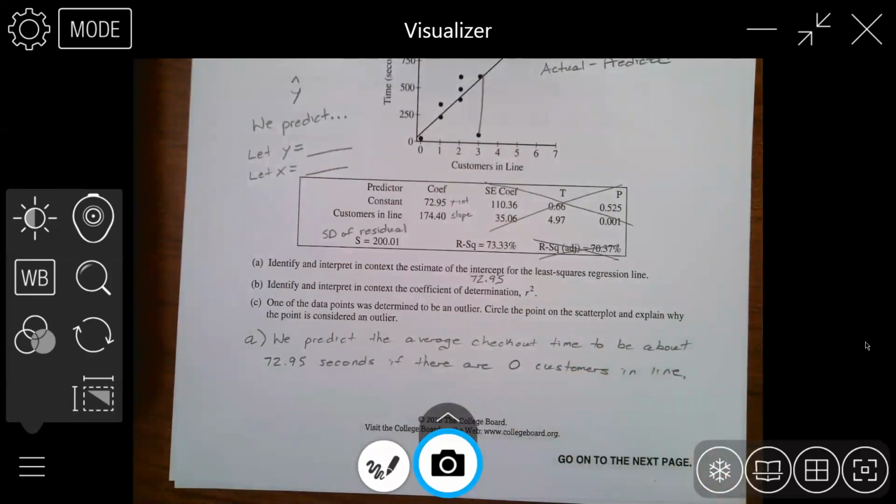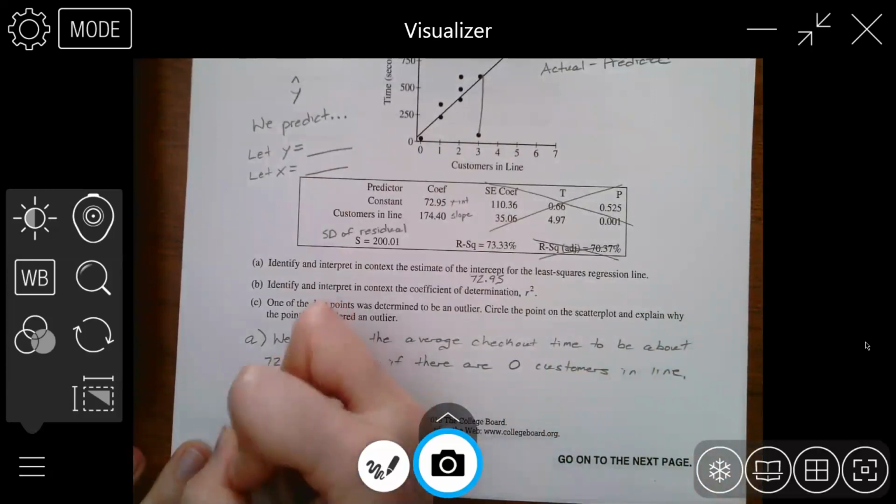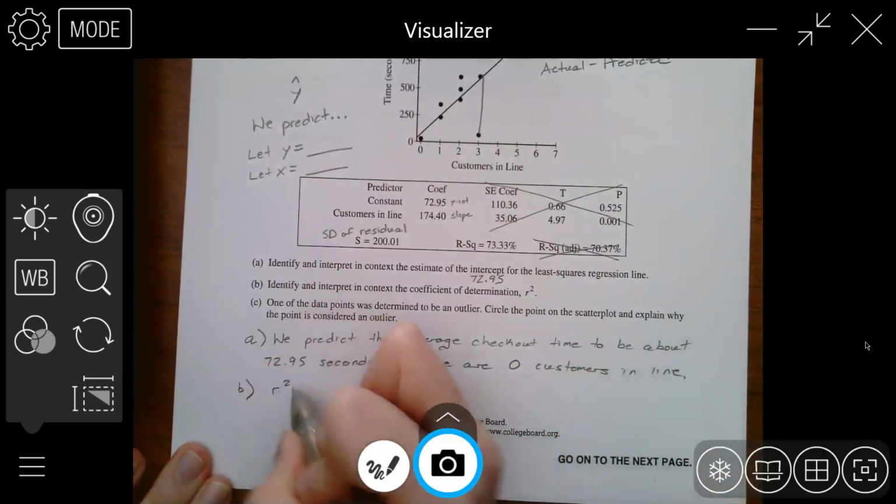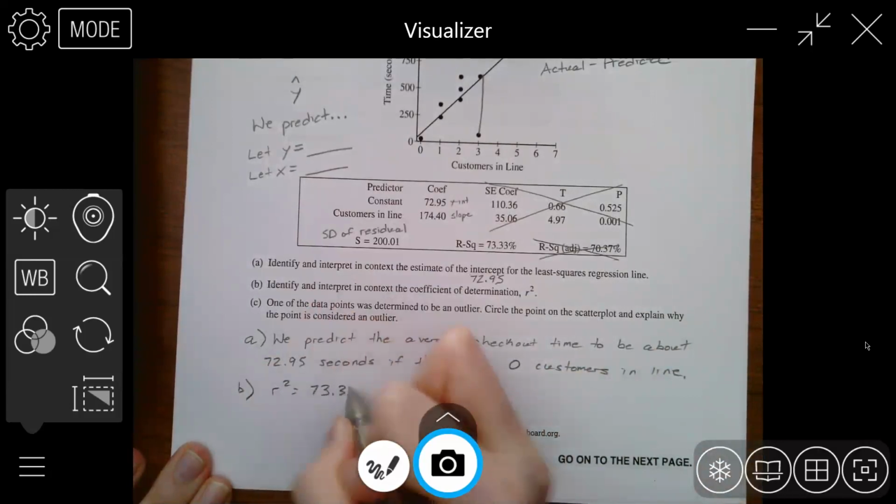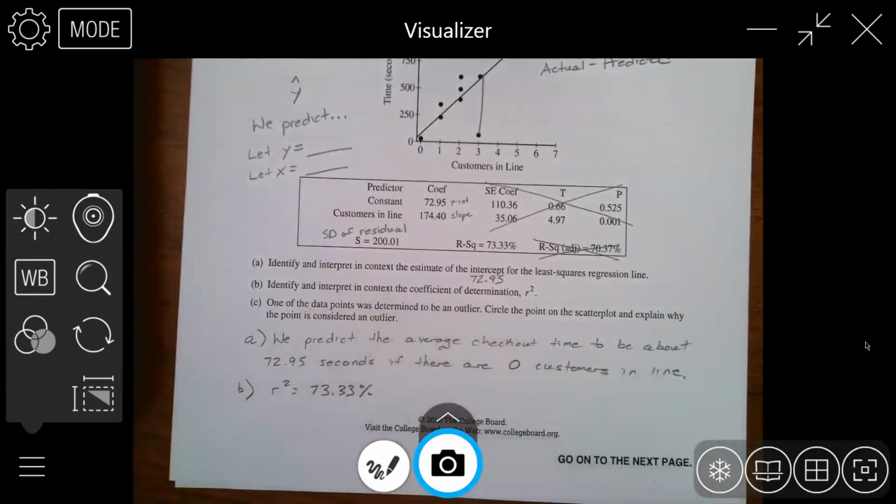Okay, for B, identify and interpret R squared. Yes. Okay. So the R squared value, 73.33%. Does anybody recall how we interpret R squared? Yes, nice. Must have had that response already ready to go. Excellent. So 73.33% of the variation in time, good, which is our Y, our response variable, is accounted for by the least squares regression line. Excellent. Yep.